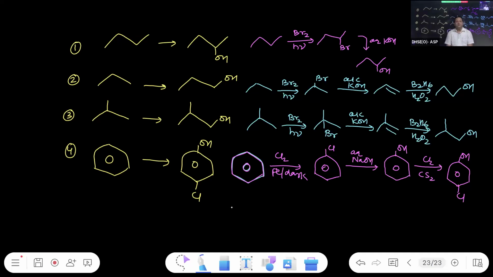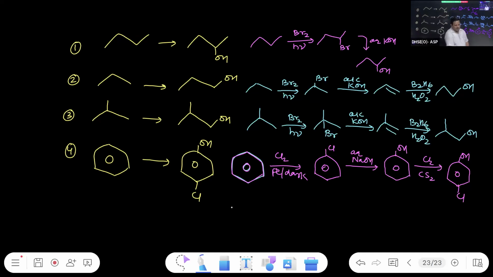Next is the reaction with Grignard reagent. Aldehyde and ketone can undergo reaction with Grignard reagent by nucleophilic addition followed by elimination. That will form primary, secondary or tertiary alcohol. Only formaldehyde will give primary, other aldehydes will give secondary, and ketones will give tertiary alcohol.